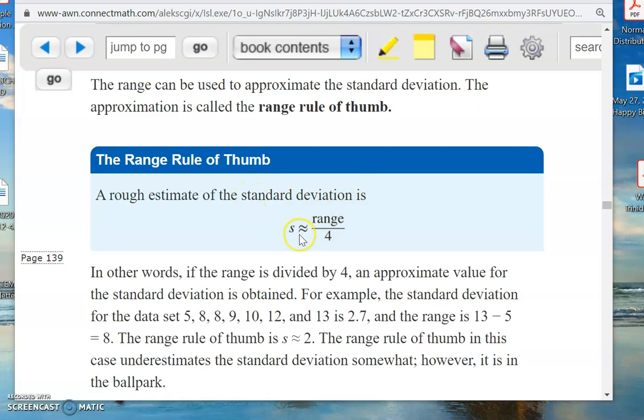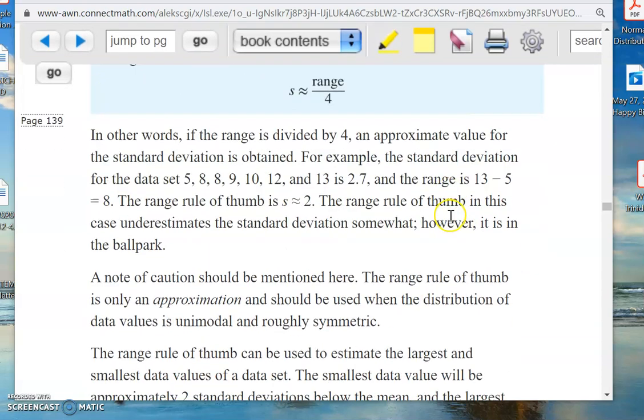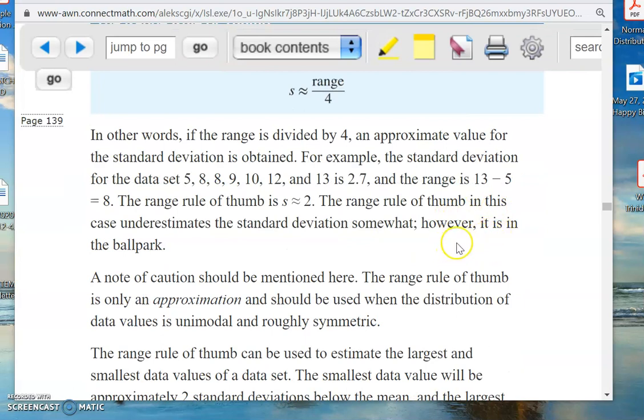The standard deviation is this little symbol right here. That means approximately equal to. So the standard deviation is approximately equal to the range divided by 4. Now this is also an approximation for the range, right? If you didn't know the range, you'd say, well, the range is approximately 4 times S. Just do the arithmetic, multiply both sides by 4, and the range would be approximately equal to 4 times S, okay? So it's an approximate value.